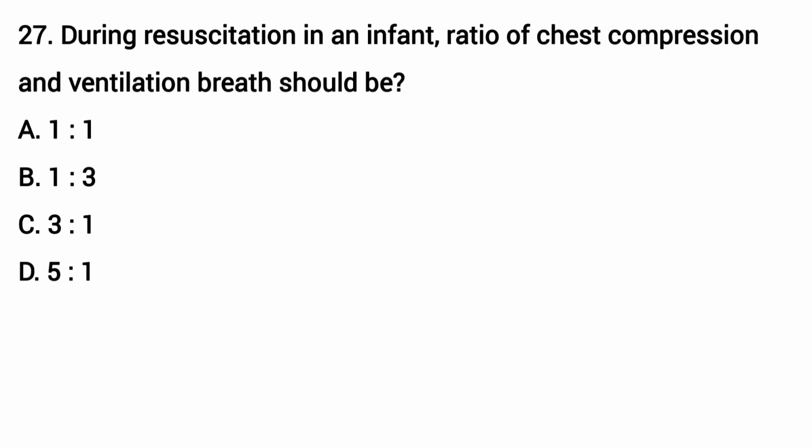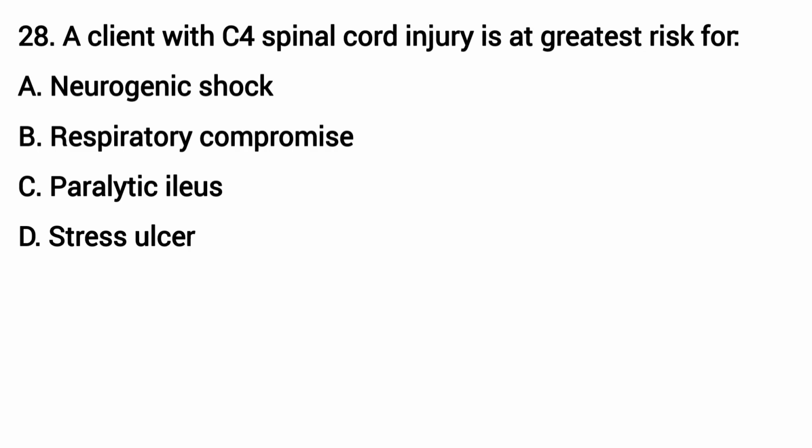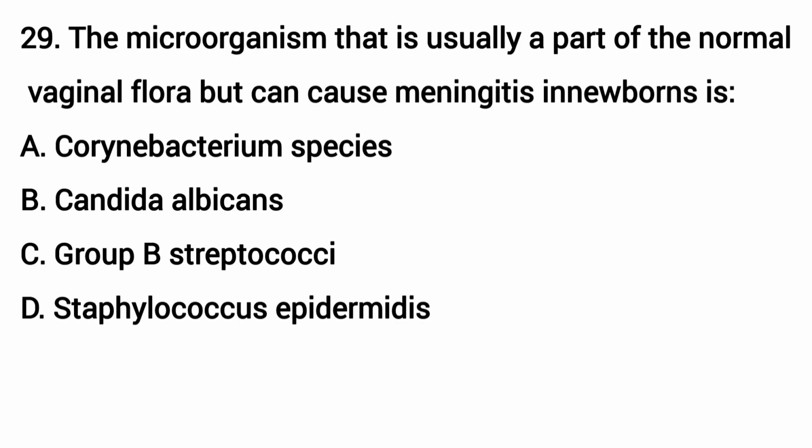During resuscitation in an infant, ratio of chest compression and ventilation breath should be. The answer is C. 3:1. A client with C4 spinal cord injury is at greatest risk for. The answer is B. Respiratory compromise. The microorganism that is usually a part of the normal vaginal flora but can cause meningitis in newborn is. Answer is C. Group B streptococci.